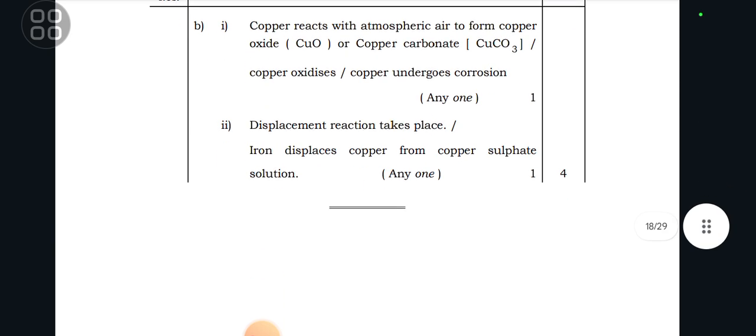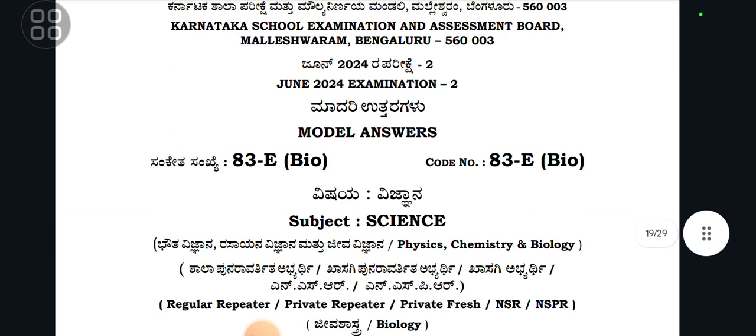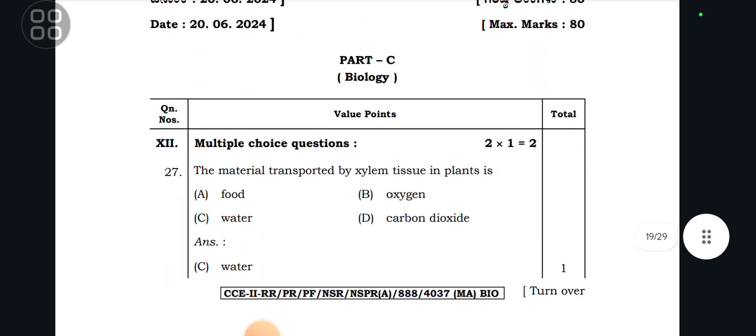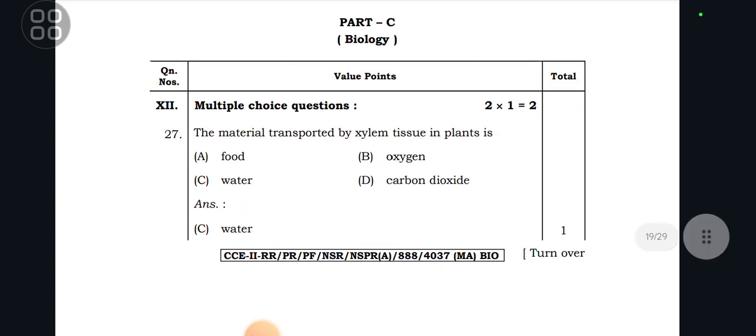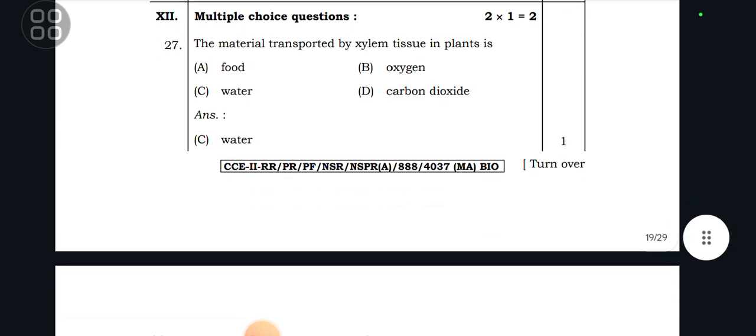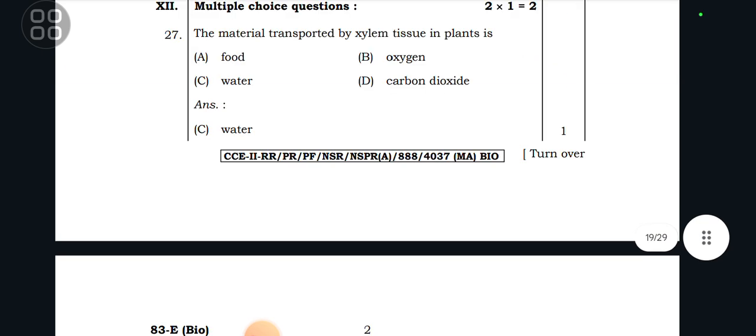So your chemistry section will end and we will start the bio section. In the bio section, you can see the first question: the material transported by xylem tissue in plants is water. Because xylem is responsible for transportation of water, option C is correct.